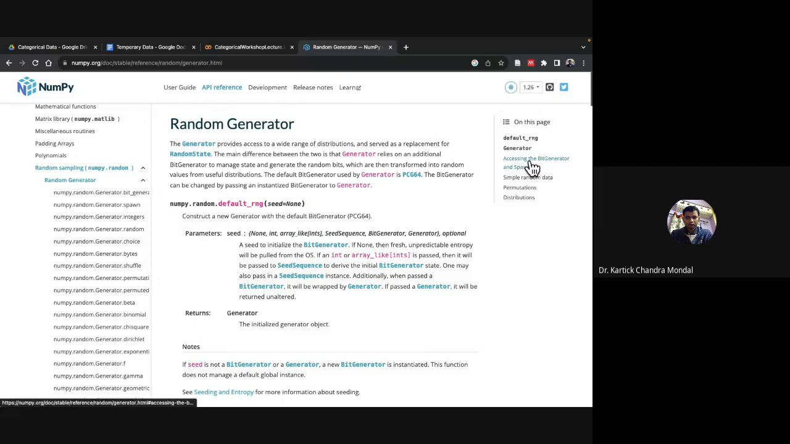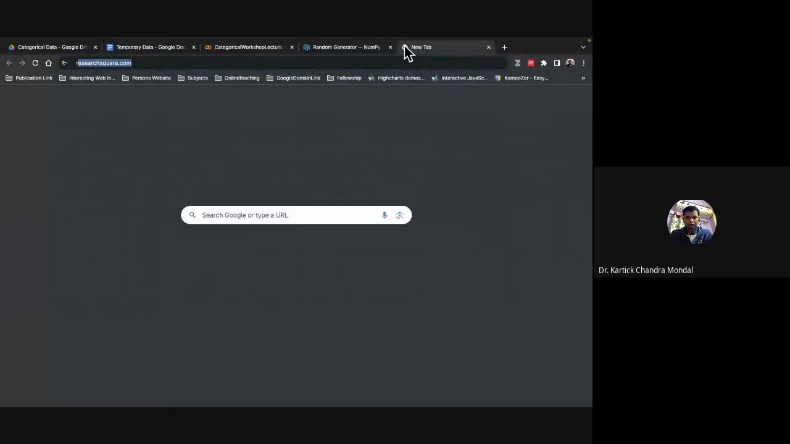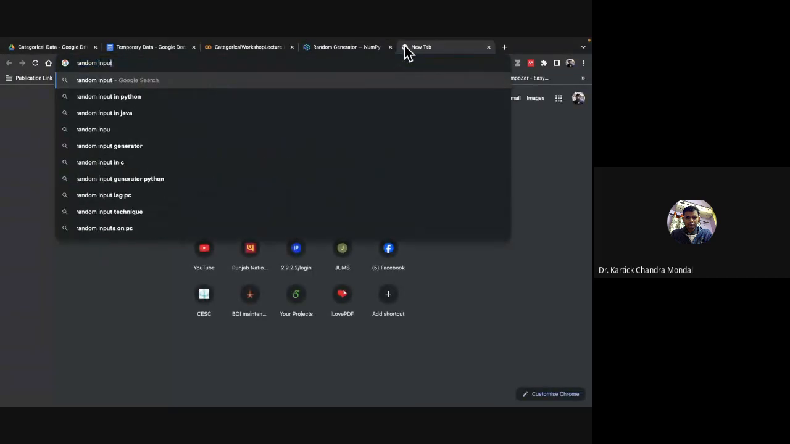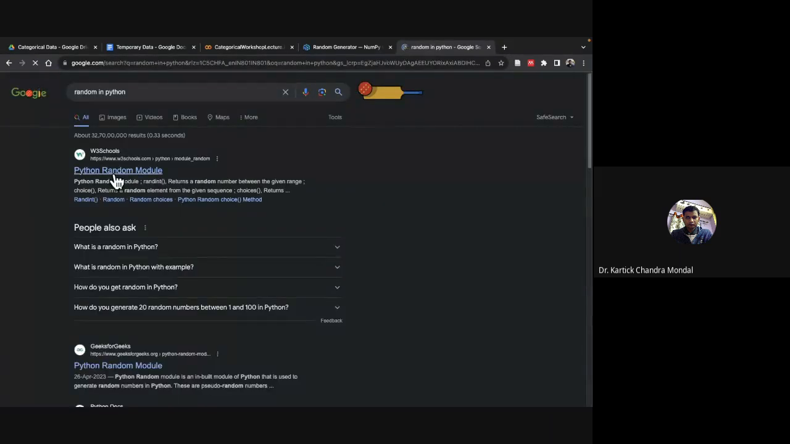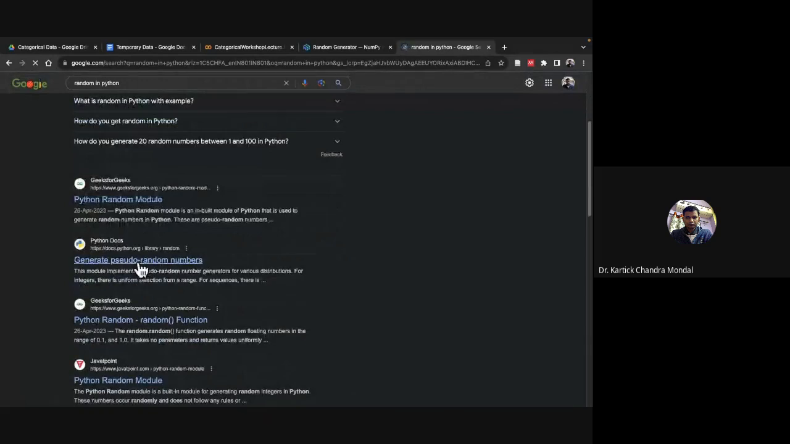Normal random values. That means random in Python. So there you have how to generate pseudo random numbers. You have the Python docs.